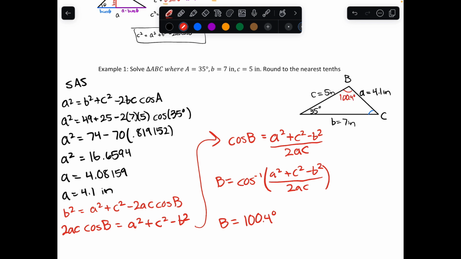Now, we could use the law of sines or the law of cosines to try and figure out our angle C, but we don't need to. We already have two of our angles, and we know that there's 180 degrees in a triangle. So we can just solve for C by taking 180 and subtracting our other two angles. And this gives us 44.6 degrees. And so we've solved our triangle. So let's move on to number 2.